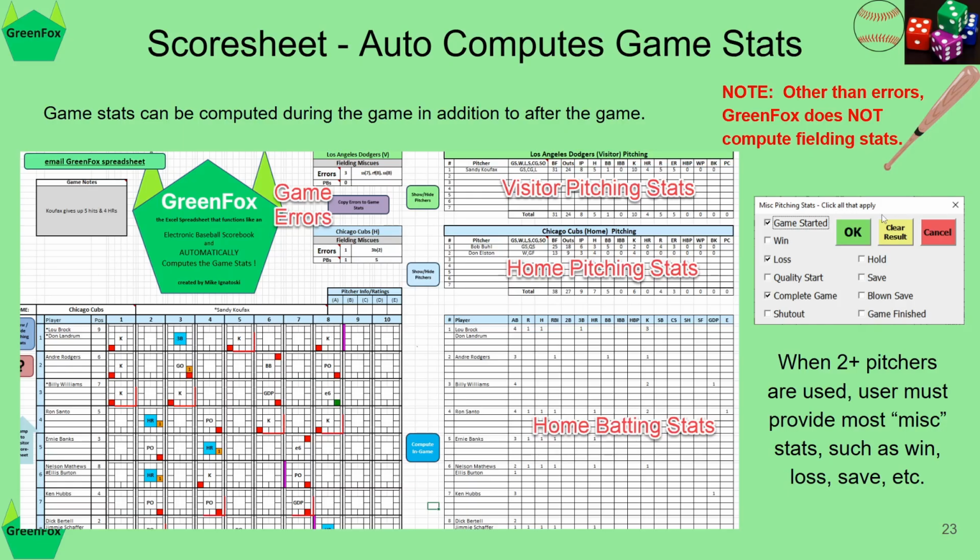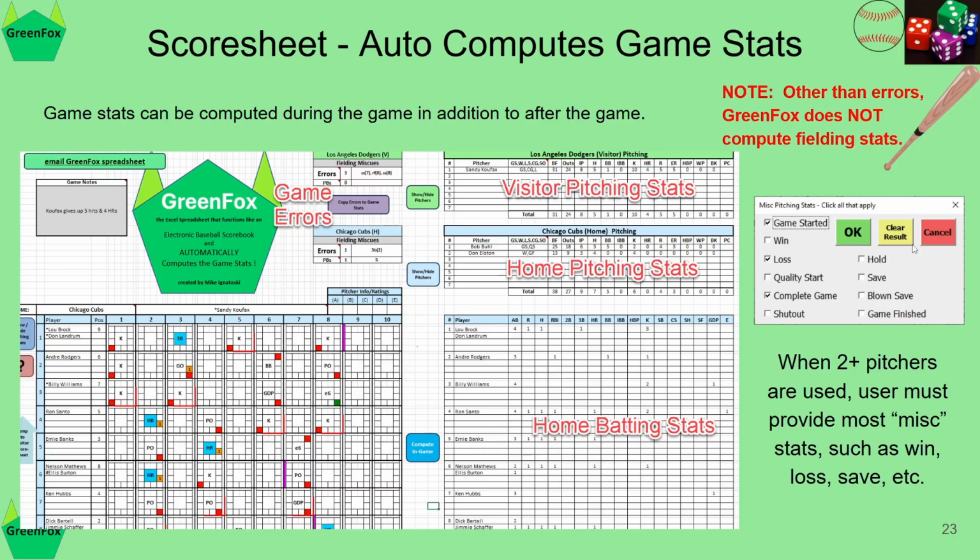Another thing, which is indicated over here also, is that at the end of the game, GreenFox doesn't try to figure out who got the win or the save or the hold or the loss if the team used more than one pitcher. This is something I may try to put more work into in a later version, but right now, if it's a complete game, obviously GreenFox knows the answers to all those questions. But if there's more than one pitcher, it's up to you to decide who got the win, the loss, the save, the blown save, the hold.